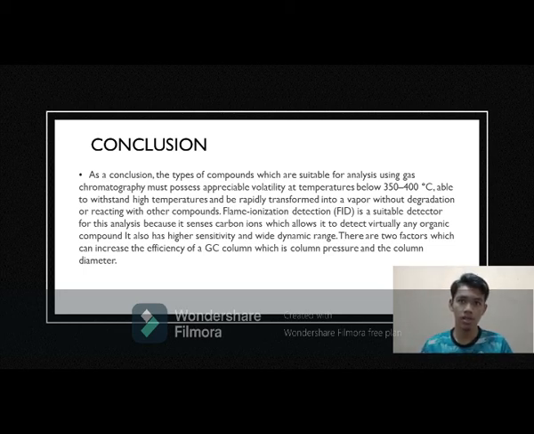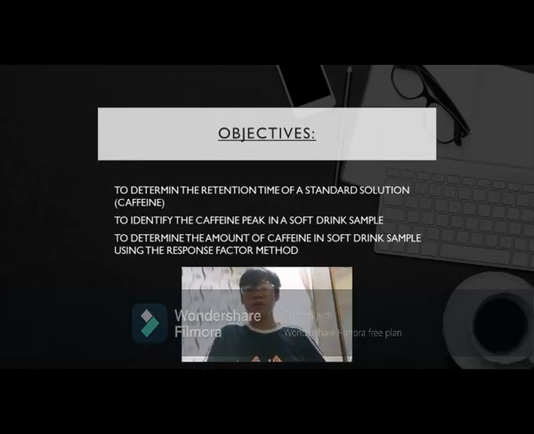Flame ionization detection (FID) is a suitable detector for this analysis because it senses carbon ions, which allows it to detect virtually any organic compound. It also has high sensitivity and wide dynamic range. There are two factors which can increase the efficiency of a GC column, which are column pressure and column diameter. Next, we will move to experiment 6, which is the HPLC.